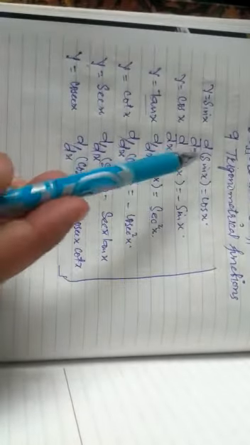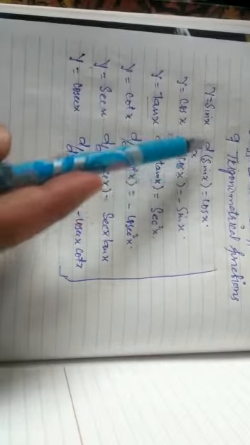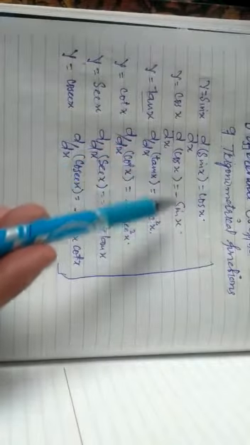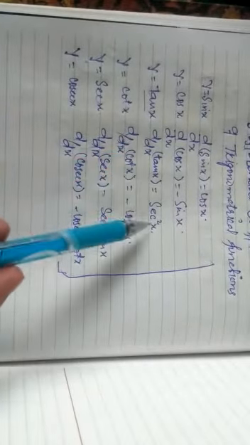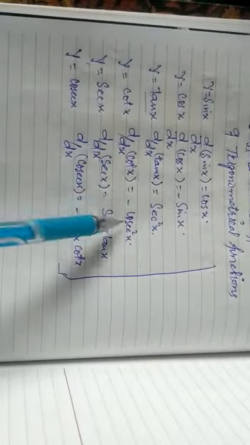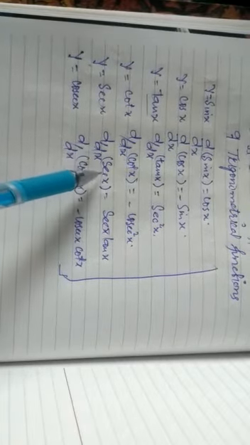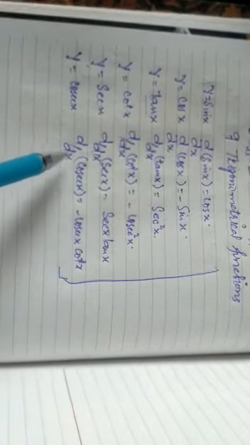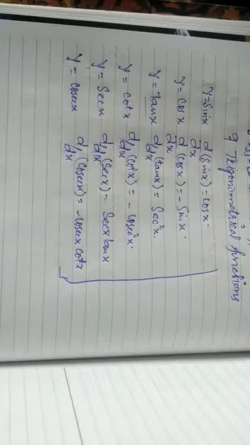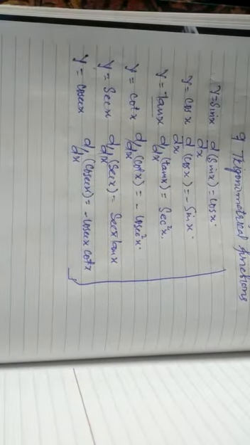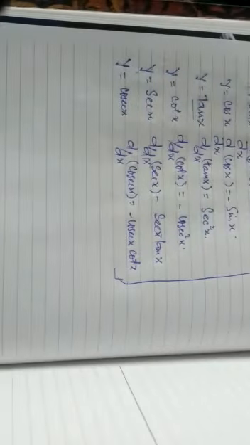So this was all about what we have to remember now. d by dx of sin x is cos x, d by dx of cos x is minus sin x, d by dx of tan x is sec square x, d by dx of cot x is minus cosec square x, d by dx of sec x is sec x tan x, d by dx of cosec x is minus cosec into cot. So we have to remember them. Now we can have some questions related to it, which we are going to solve.